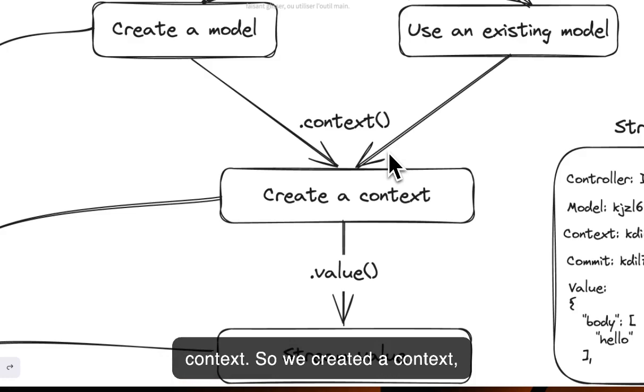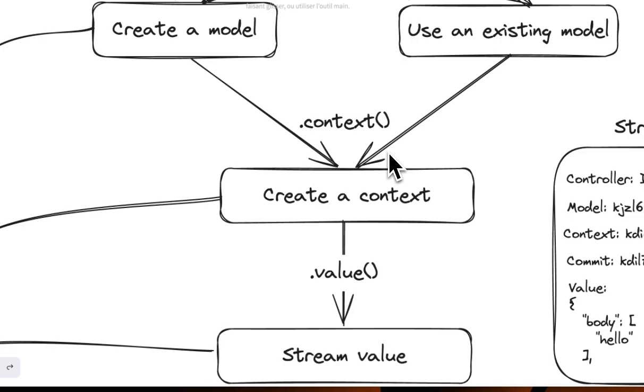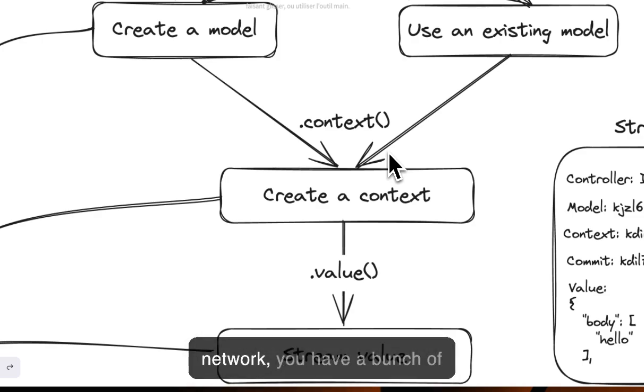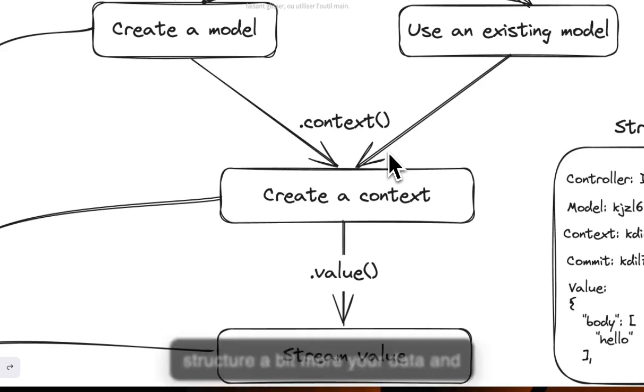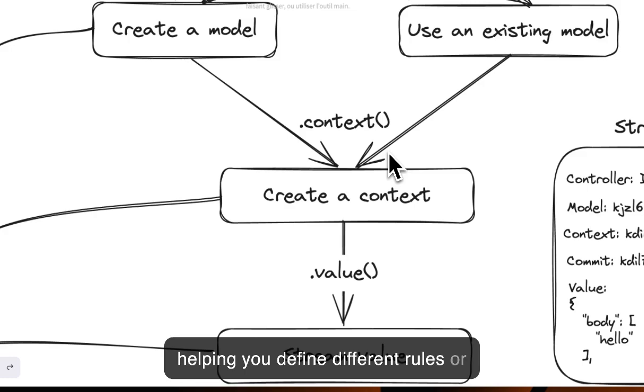We created the concept of context at Orbis that basically helps structure your data for your application. What I mean by that is, in the network you have a bunch of models and streams, and we add a layer of organization for you. So you have the ability to create context or subcontext to structure your data a bit more, helping you define different rules or different behaviors for the specific data within this context.